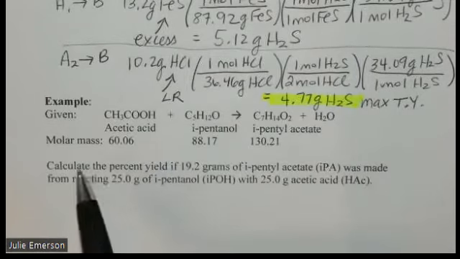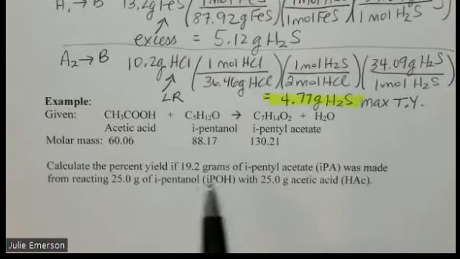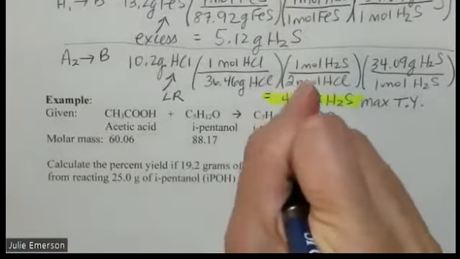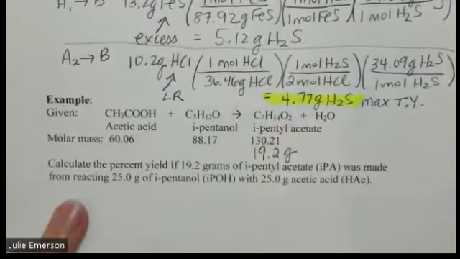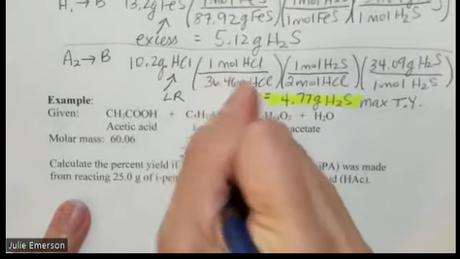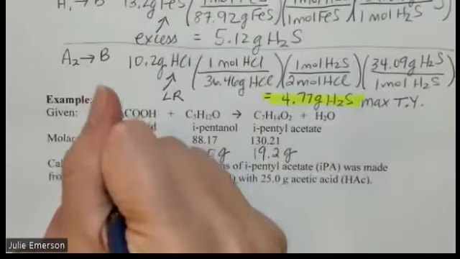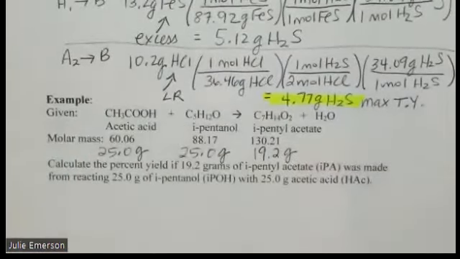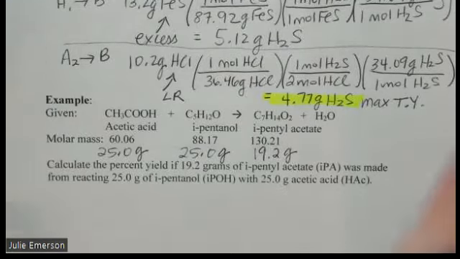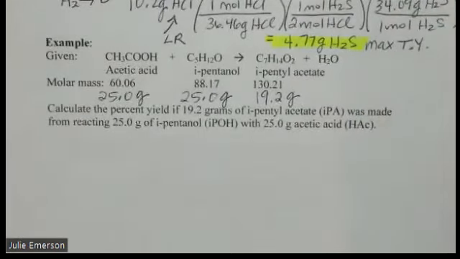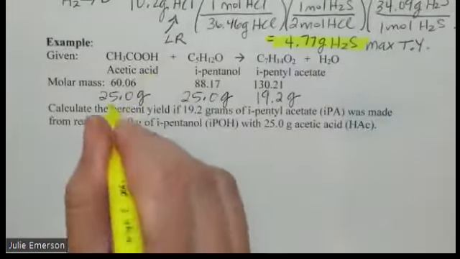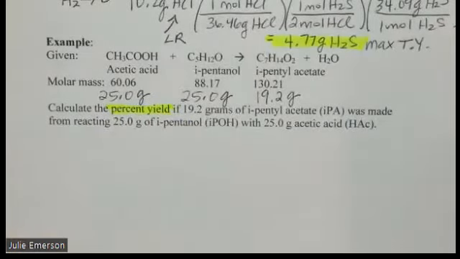But anyway, this question says, calculate the percent yield if 19.2 grams of the I-pentyl acetate, so I'm going to write that down, 19.2 grams, was made from reacting 25.0 grams of the I-pentanol with 25 grams of acetic acid. So this one is even more complicated because now I've got 3 numbers to deal with rather than just 2. So we keep making this a little bit harder. However, what I want to stand out is that this question is asking us for a percent yield, right? That's really important to think about.